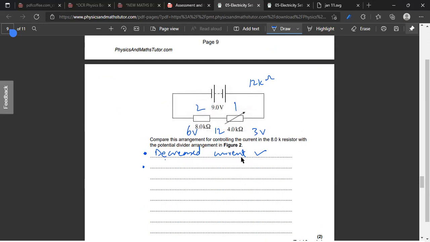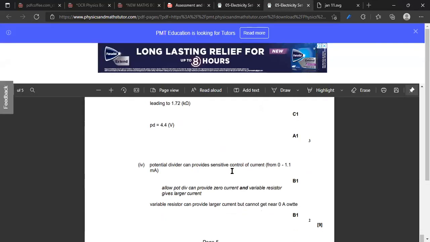And within the 8K resistor, current was dividing in figure 2 because it was connected in parallel. Yeah, I got that, because in parallel you have to divide it.